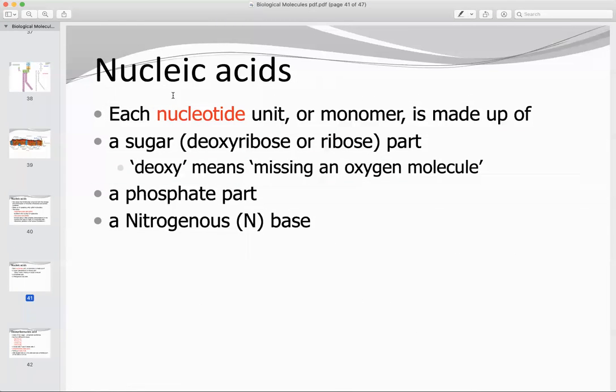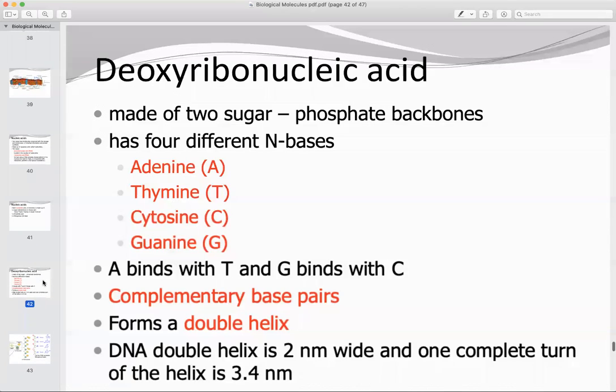Each nucleotide, which is a subunit or a monomer of a nucleic acid, contains 3 components: a sugar group, a phosphate group, and a base. Each monomer is made up of a sugar group, a phosphate group, and one of 5 nitrogenous bases. So there are 2 types of nucleic acids: we've got DNA, and we've got RNA.